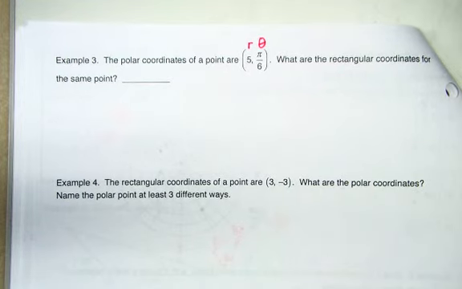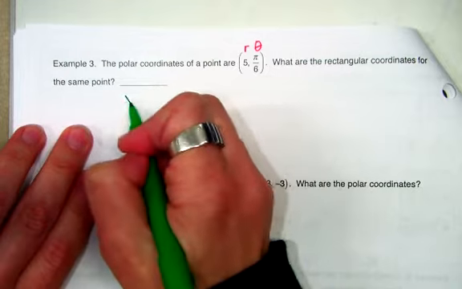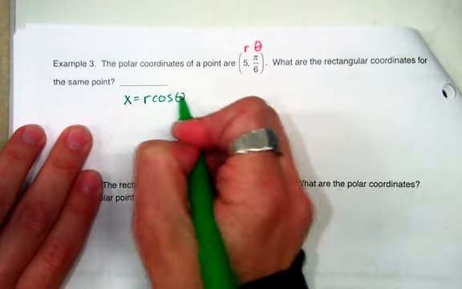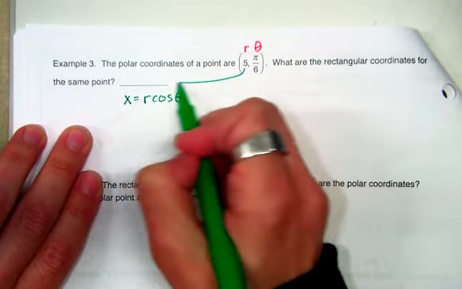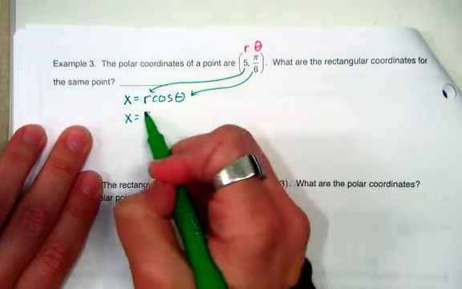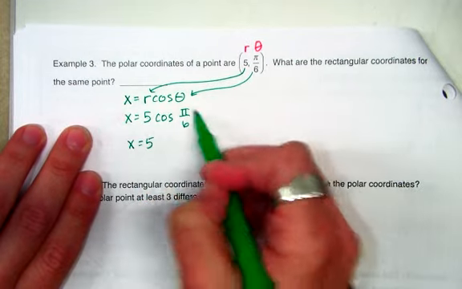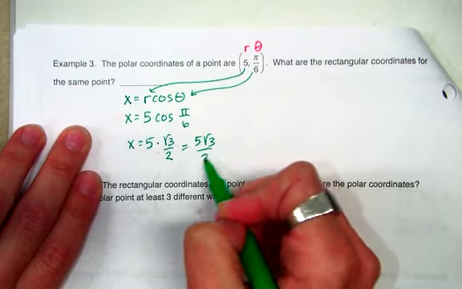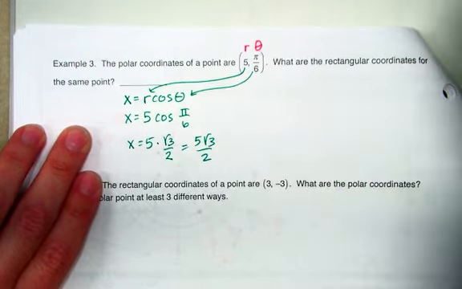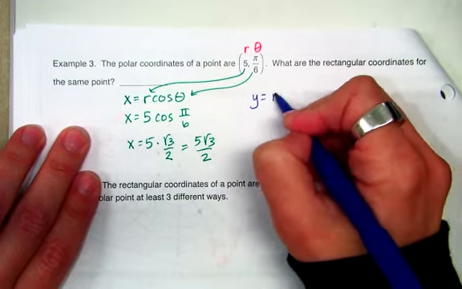So I just want to use my two different equations. So the first equation I'm going to use is that x equals r cosine theta. Well, I know that r is 5 and that theta is pi over 6. So I just plug those in here, and I get that x equals 5 times the cosine of pi over 6. And we all know that the cosine of pi over 6 is root 3 over 2. And so when I simplify that, I just get 5 root 3 over 2. Same idea for y. Y is just going to equal r times the sine of theta.